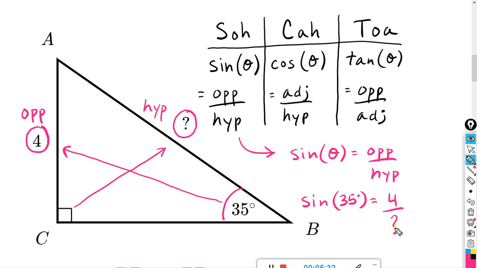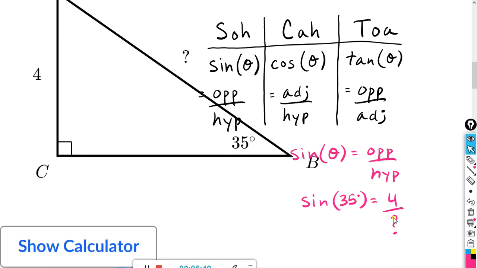All right. Now what I'm going to do here, let me just make more room. Since the thing I'm trying to solve for is in the denominator, I'm going to take the reciprocal of both sides. Or actually, you know what? I'll just cross multiply. I think that might be easier for you guys. All right, so pretend this is just over 1. Cross multiplying, we have sine of 35 times question mark.